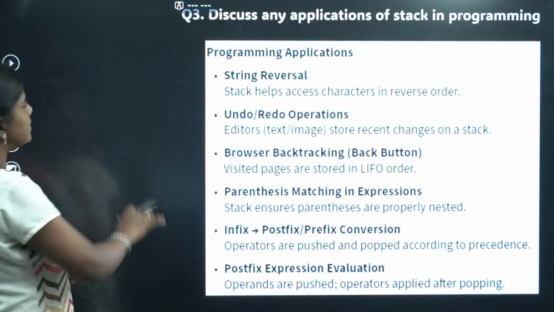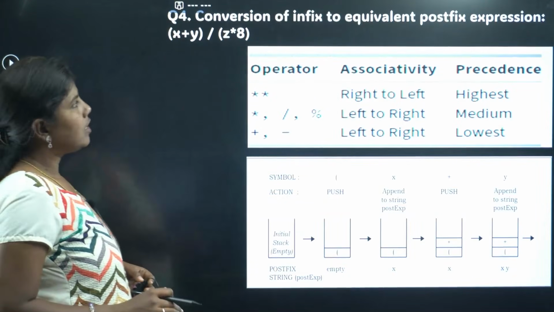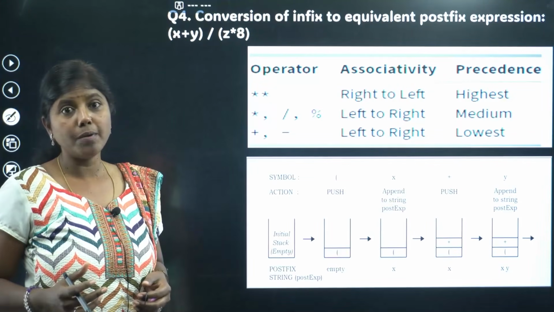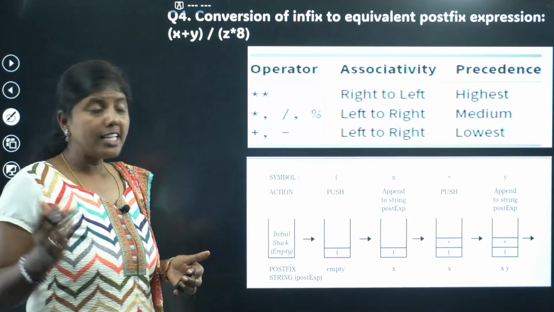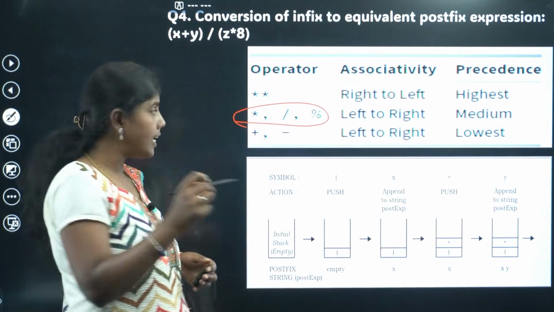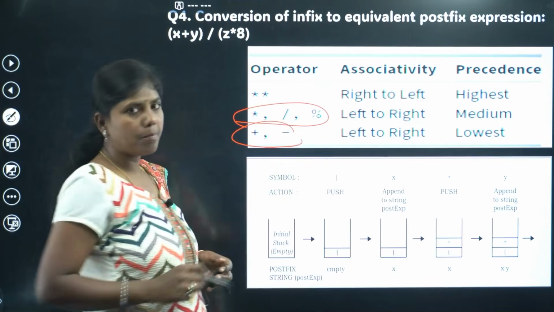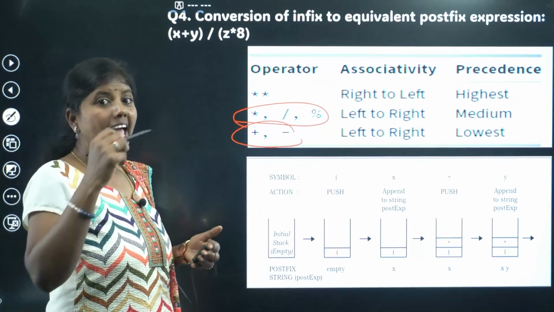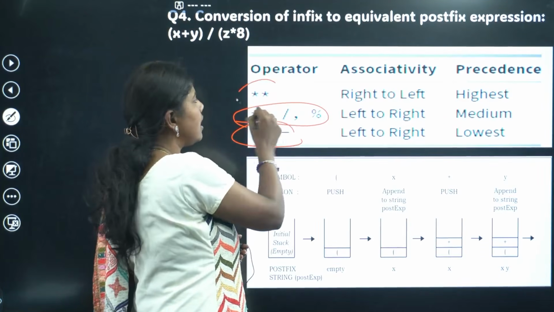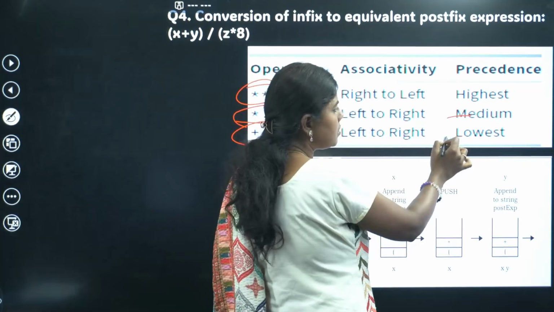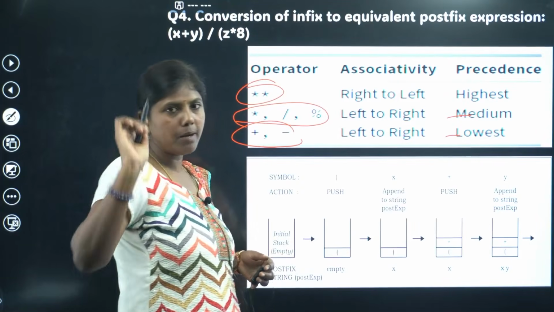Okay, we'll just look at this example now. We need to convert an infix to a postfix expression. Remember here I told you the priority of the operators. What are the priorities you need to check? Multiplication, division, and modulus have the same priority, and plus and minus have the same priority. Multiplication and division have higher precedence compared to this, and compared to all these, the exponent has the highest precedence. Highest precedence, then the medium precedence, and then the lowest precedence. Keep this in mind.